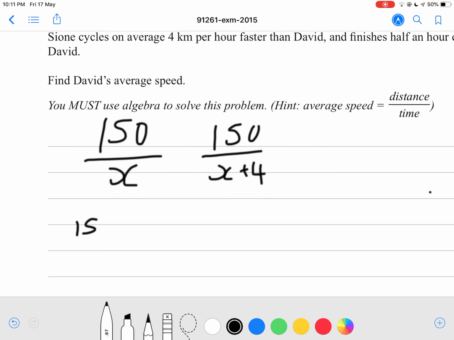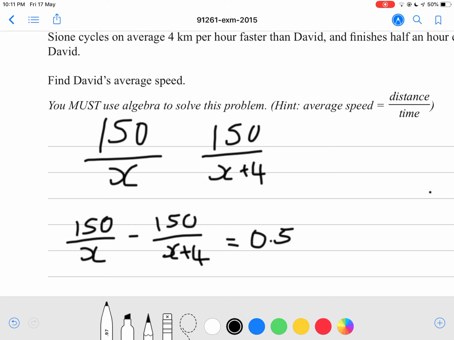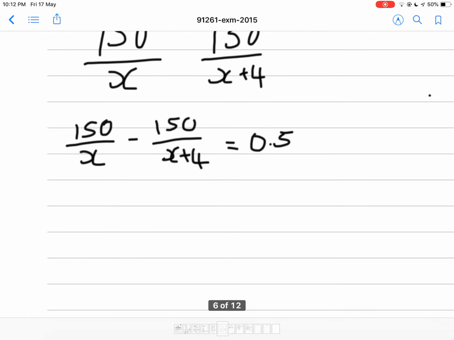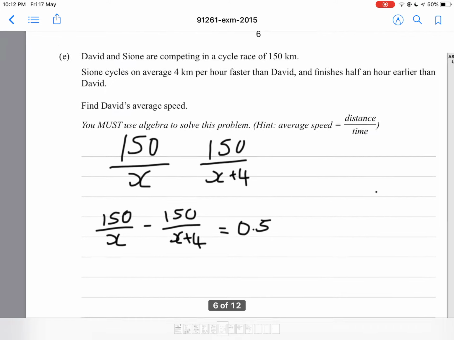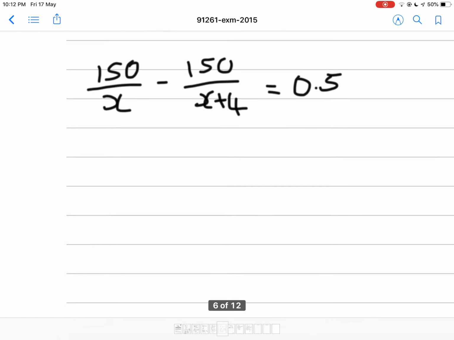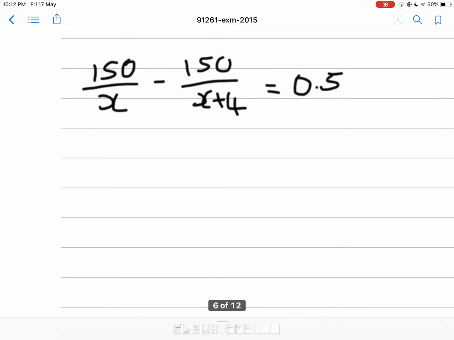So 150 divided by x minus 150 divided by x plus 4, because the difference in their times is half an hour, right? So because it's half an hour, we'll just say 0.5, okay? Because 150 divided by x is more, that will give us a positive number, okay? So basically, now we're just going to be solving this equation, okay?